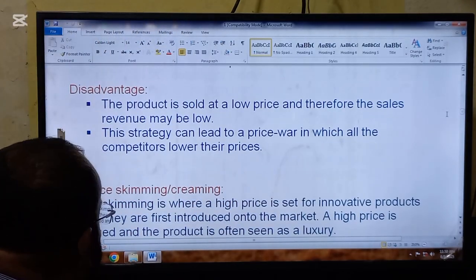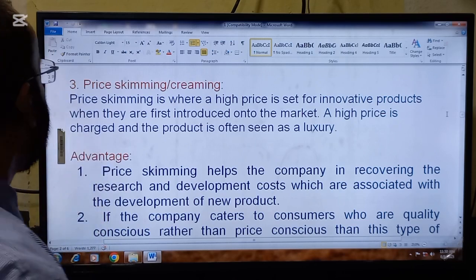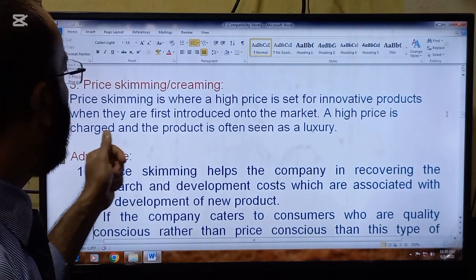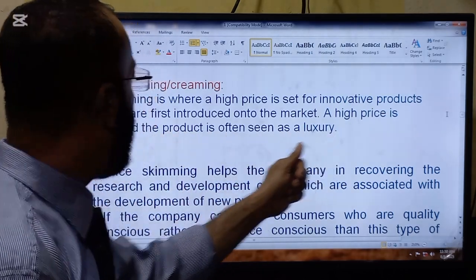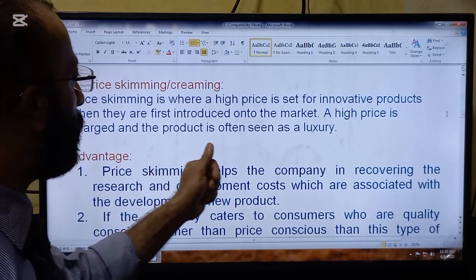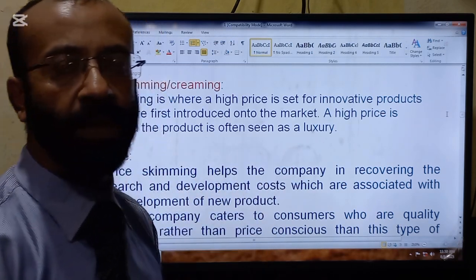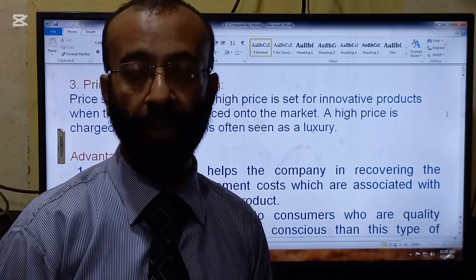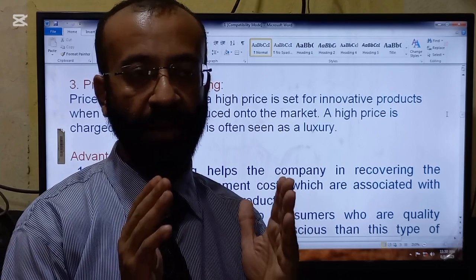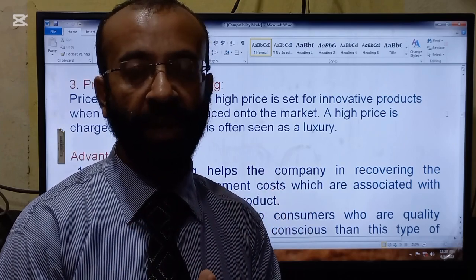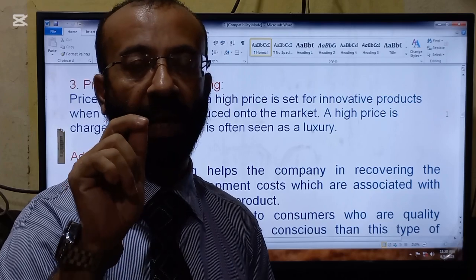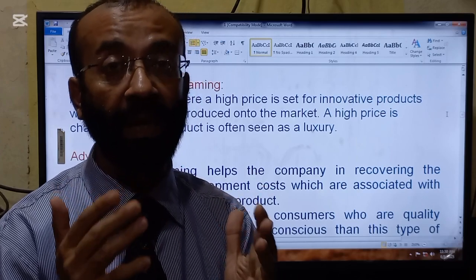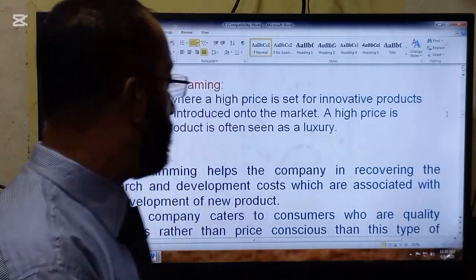Next is price skimming, also called creaming. Price skimming is where a high price is set for innovative products when they are first introduced onto the market. A high price is charged and the product is often seen as luxury. This is the case with newly coming mobiles in the market. For example, when Nokia launched a new version of the mobile with unique features, the price was high and the customers were willing to pay it because it is a sign of luxury when you purchase the mobile.